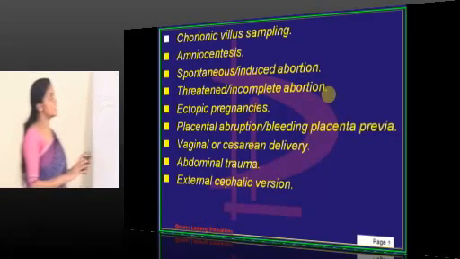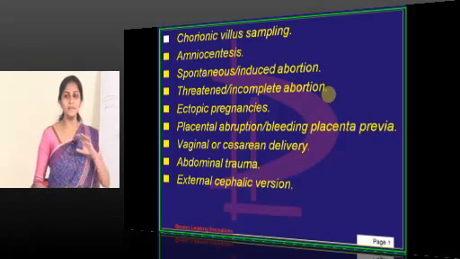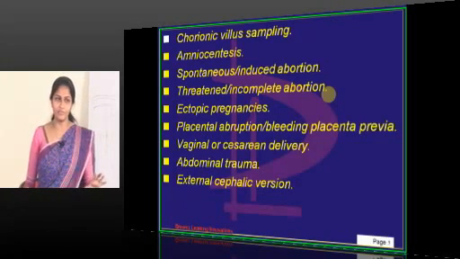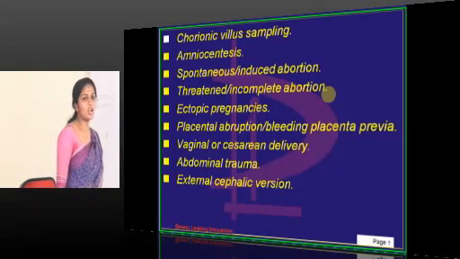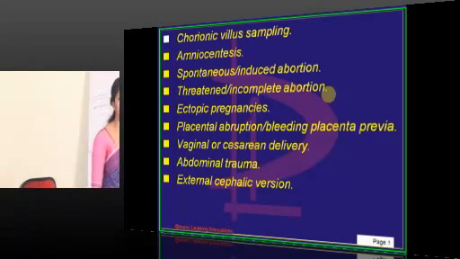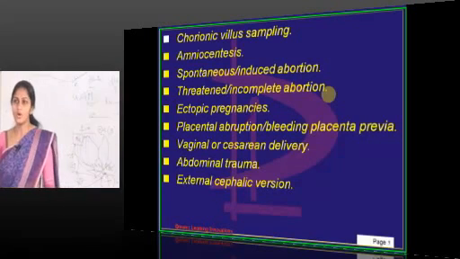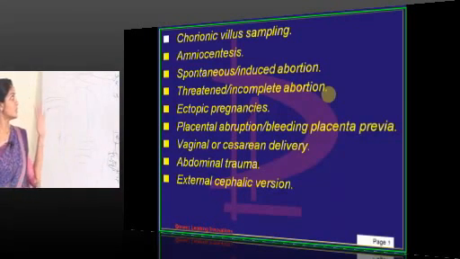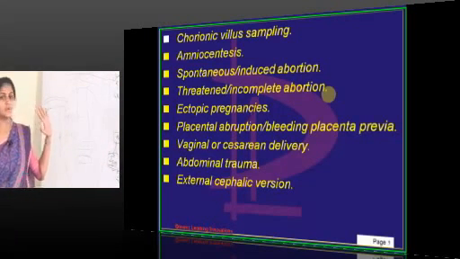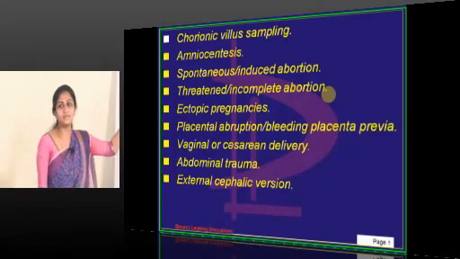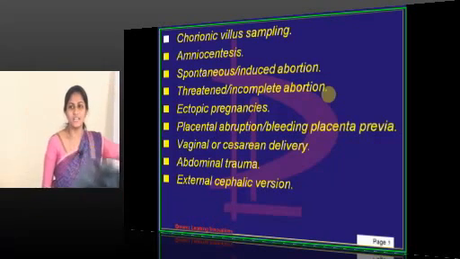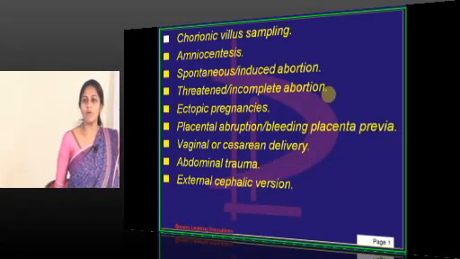So what are all the conditions? This was asked, very important. Any procedure which is going to interfere with the mother and fetus. What are all the procedures we do? Chorionic villus sampling, amniocentesis, whatever procedure is going to involve the fetus and mother. Abortions. Why are all these conditions important? Whenever you do these, never forget to give anti-D.